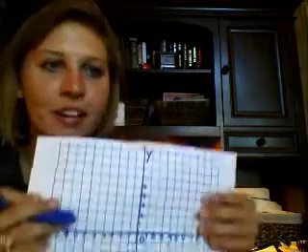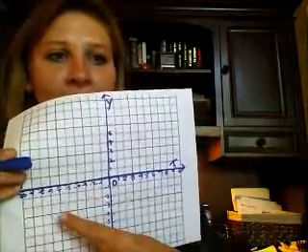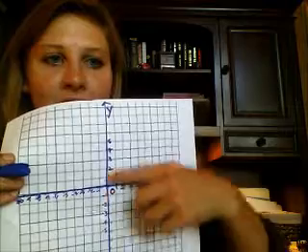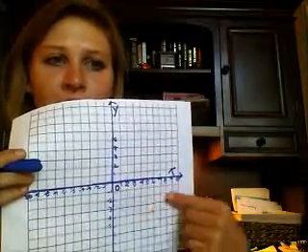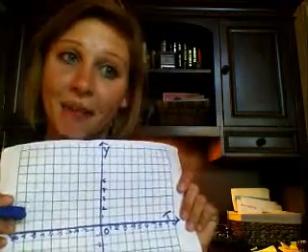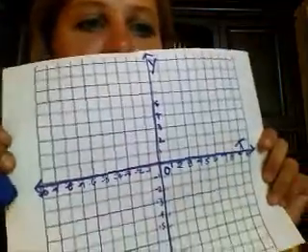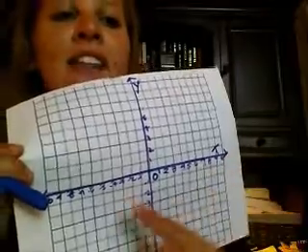Very good. So here's our coordinate plane. The x-axis is going side to side right here, and the y-axis is going up and down here in the middle. So, what kind of numbers are here on the right side of the coordinate plane? Positive numbers. Great job. And then what's on the left side? Negative numbers. Very good.